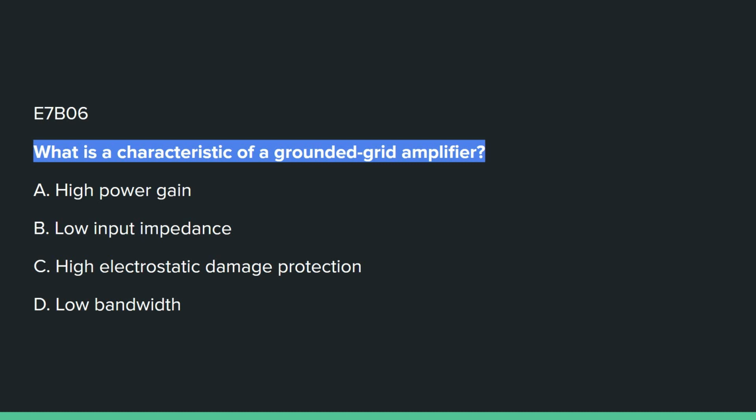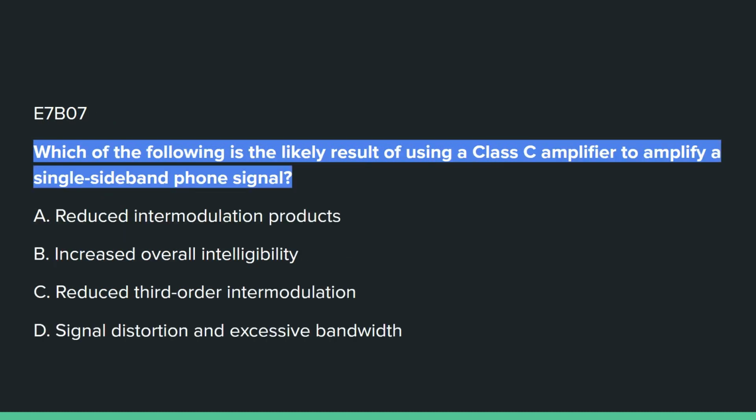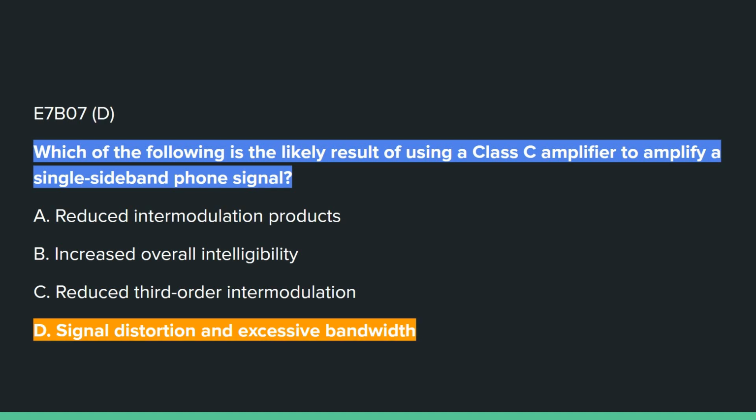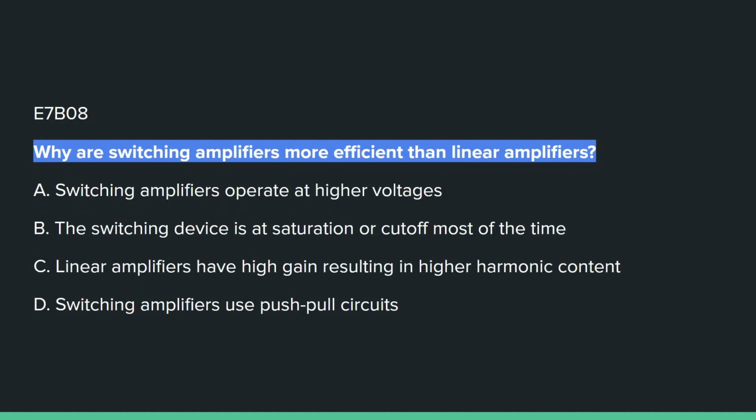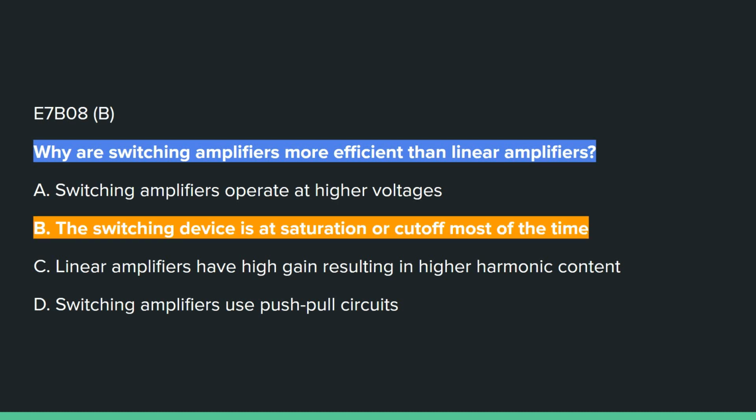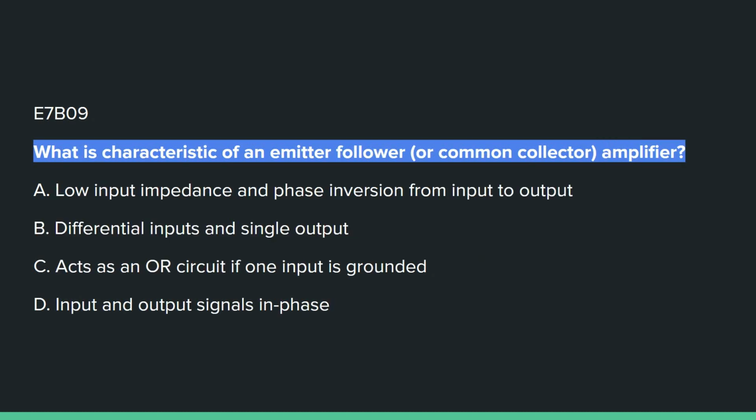E7B06, what is a characteristic of a grounded grid amplifier? B, low input impedance. E7B07, which of the following is likely to result from using a Class C amplifier to amplify a single sideband phone signal? D, signal distortion and excessive bandwidth. E7B08, why are switching amplifiers more efficient than linear amplifiers? B, the switching device is at saturation or cutoff most of the time.